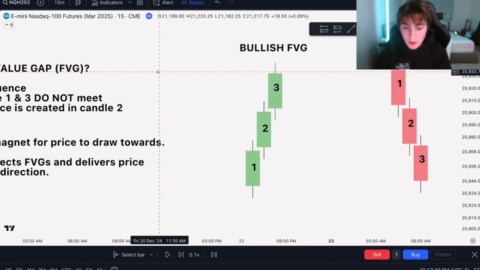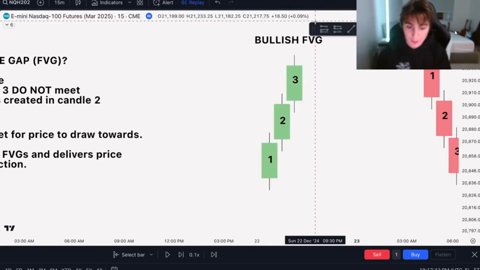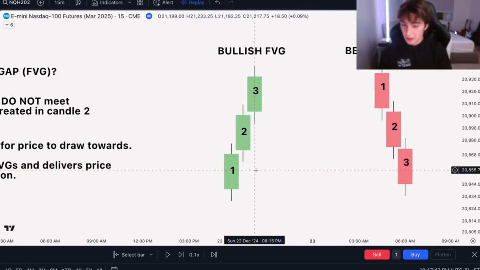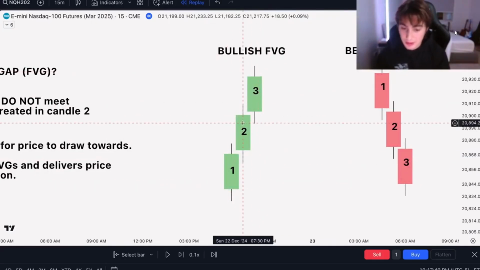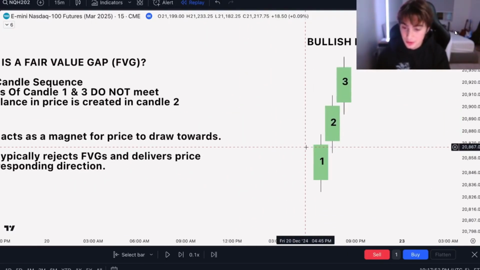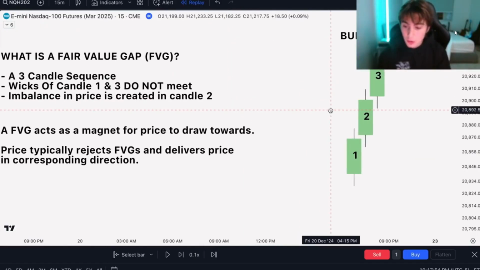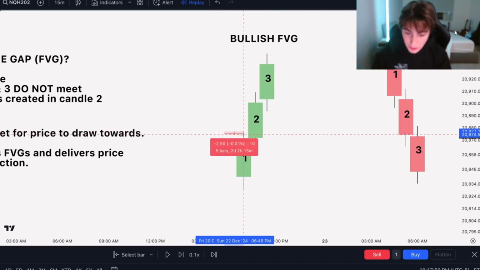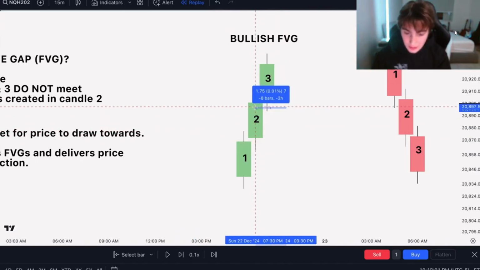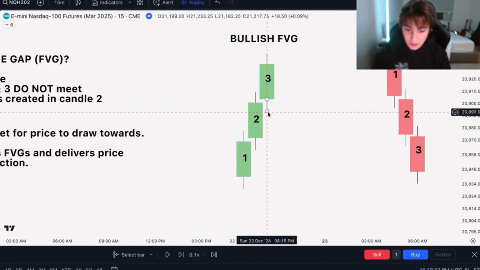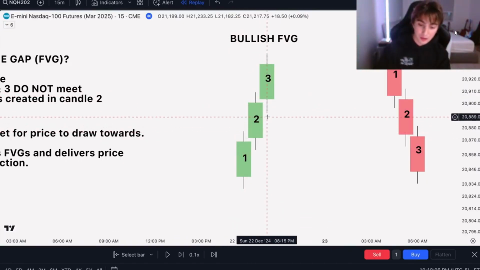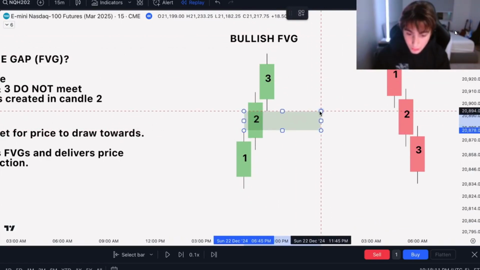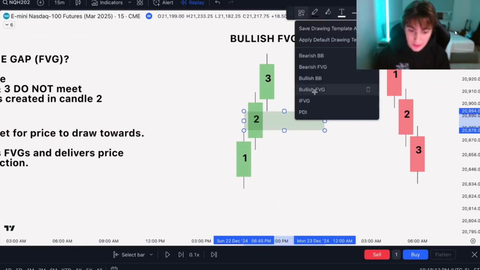So what does that look like, right? Right here, you're going to have your bullish fair value gap. You don't see the fair value gap yet, but I do have marked out the candles. You have candle 1, candle 2, candle 3. There's a 3-candle sequence, so that checks off. Do the wicks of candle 1 and 3 meet? Can you determine that for me? Do these wicks meet, this one and this one? Are they touching? No, they're not. There's actually a space between these 2 candles, and that right there is what's going to create that bullish fair value gap.